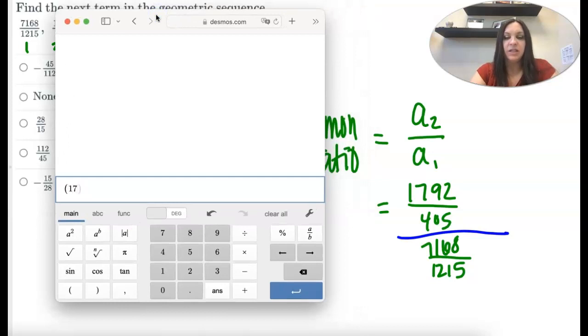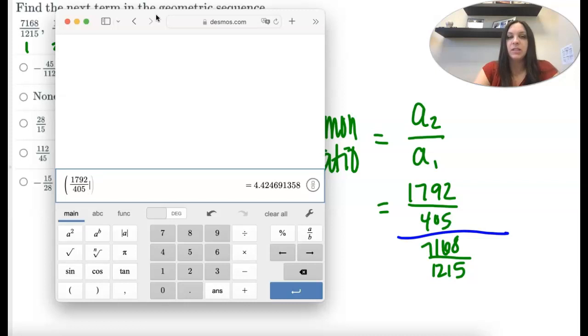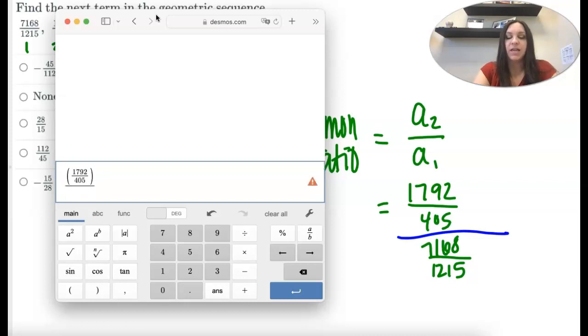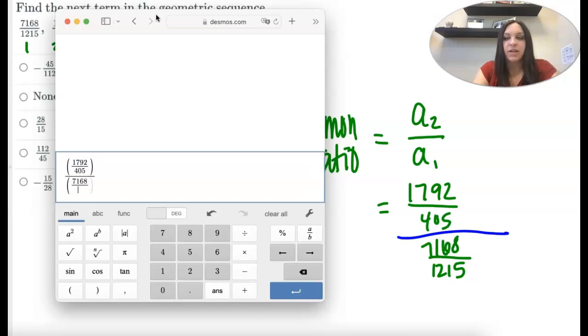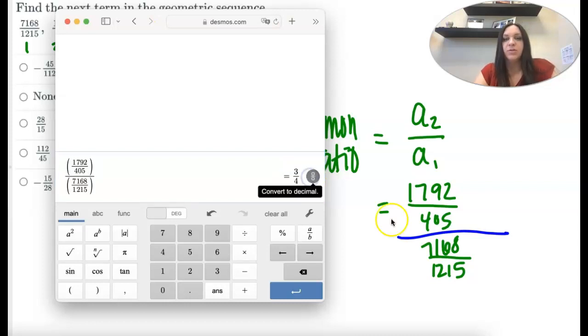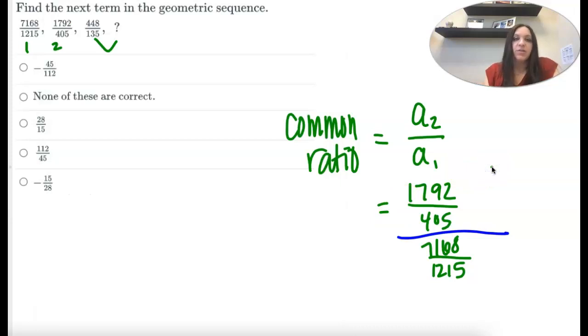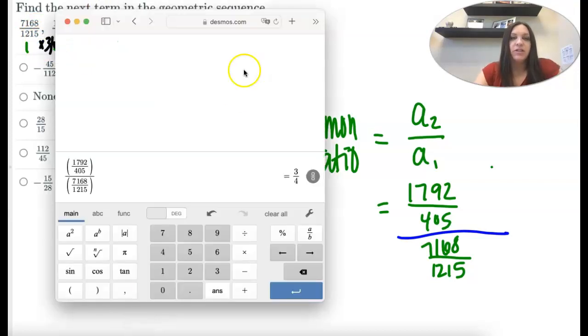So 1792 divided by 405. I'm putting these in parentheses because I want to keep them together. That whole fraction goes together, and now this whole fraction is going to go together. And that comes out to 3/4. Okay, came out nicely. So what that means is to get from the first term to the second term, we're timesing by 3/4.